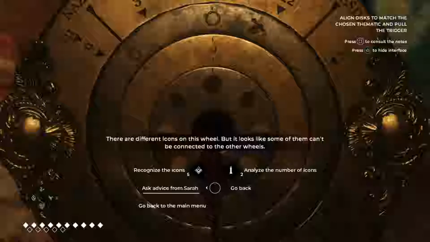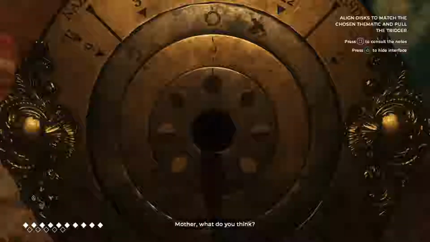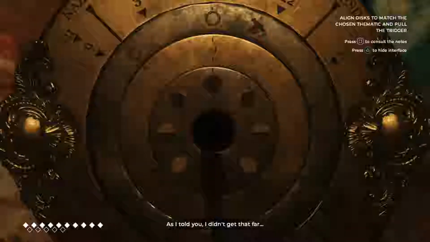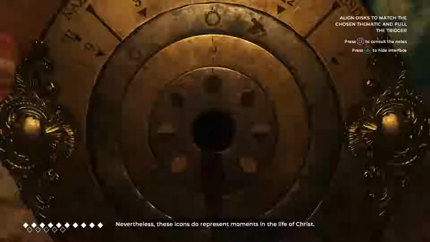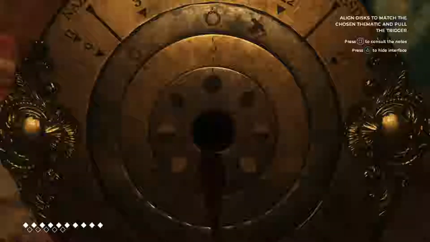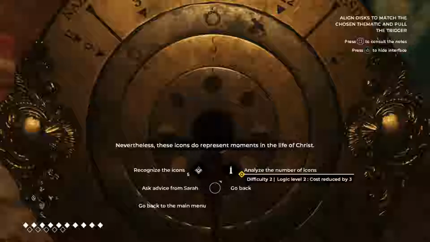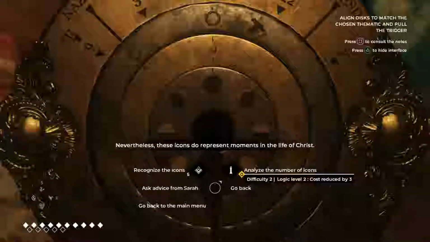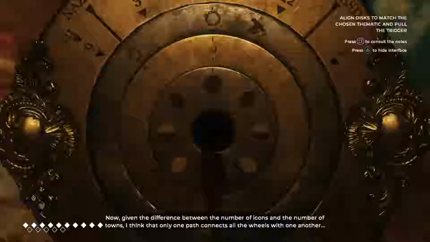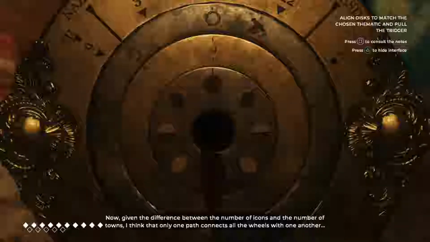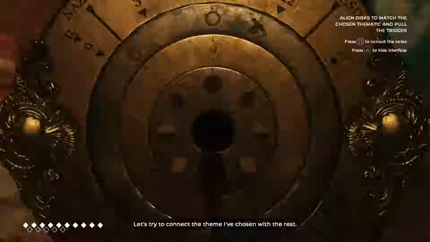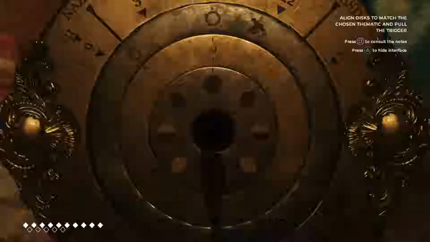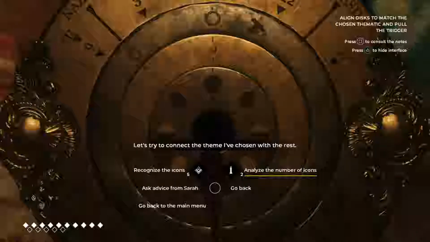Let's ask some advice. I mean, look, she's an occult expert compared to us. Mother, what do you think? As I told you, I didn't get that far. Nevertheless, these icons do represent moments in the life of Christ. Okay. It's free, so let's use that one. Now, given the difference between the number of icons and the number of towns, I think that only one path connects all the wheels with one another. Let's try to connect the theme I've chosen with the rest. Okay, fair enough.